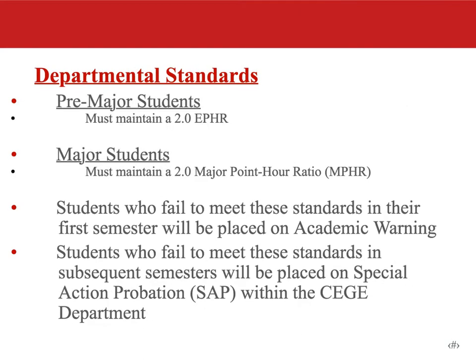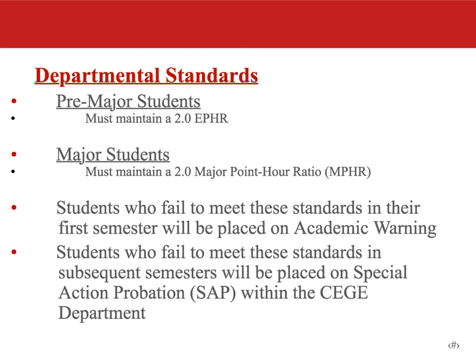In our pre-major, you have to make sure you have at least a 2.0 EPHR, and that is the point-hour ratio, or GPA, you have in the courses you need to apply to your major. So you should have already watched a video on that and should know what the EPHR courses are. In order to stay in good standing with the department, if you're a pre-major, you have to make sure you have, again, at least a C average in those classes.